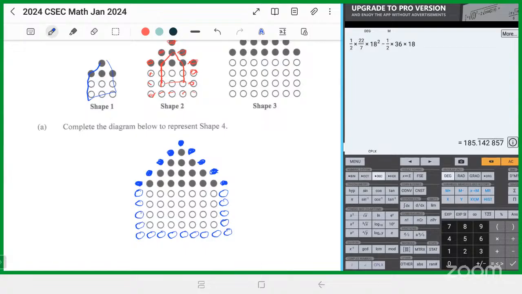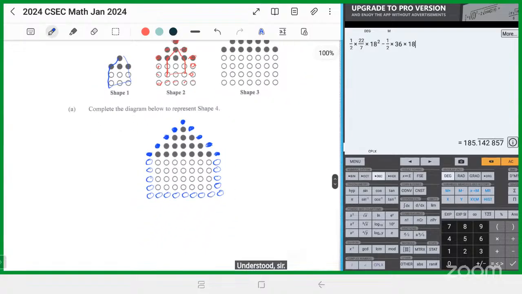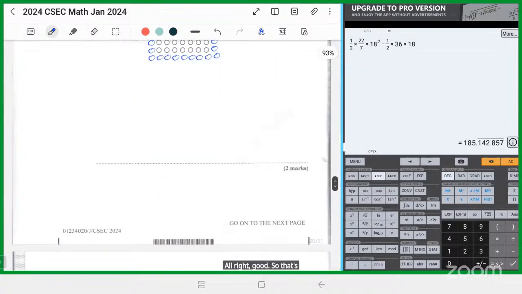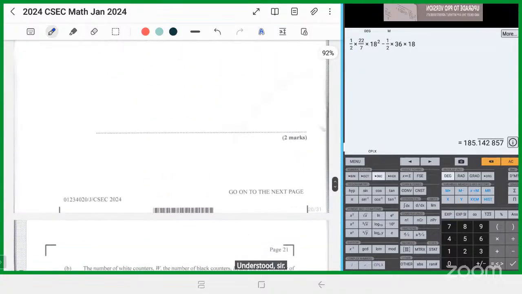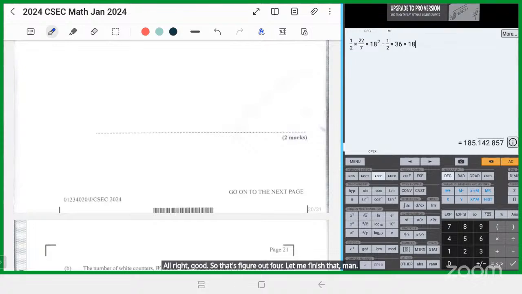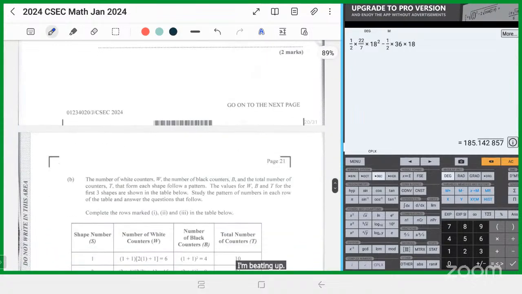Understood, sir. All right, good. So that's figure 4. Yeah, mom, we have to finish that by 9 o'clock. All right, so I should go and build now. So now he's outside of it. I should go and wait.